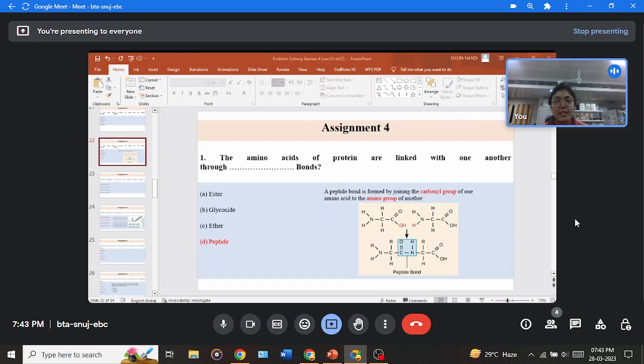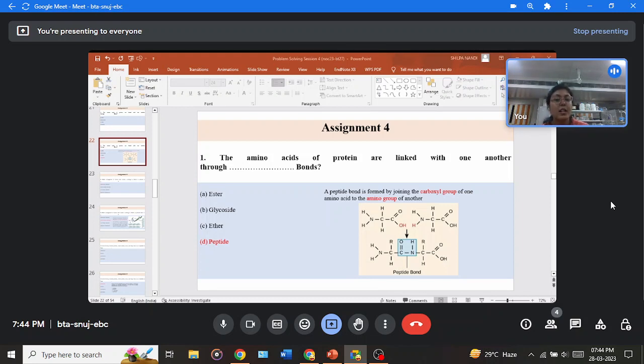I already discussed this while going through the recap of our session, that a peptide bond is the bond between two amino acids. As you can see from the figure, a peptide bond is formed by joining the carboxyl group of one amino acid to the amino group of another. So if two amino acids come close to each other, they form a peptide bond between the carboxyl group, that is the C double bond O group, and the amino group of another amino acid, that is the NH group.